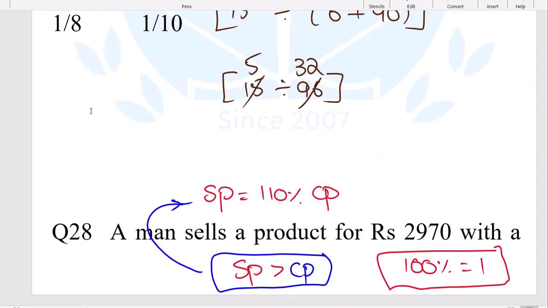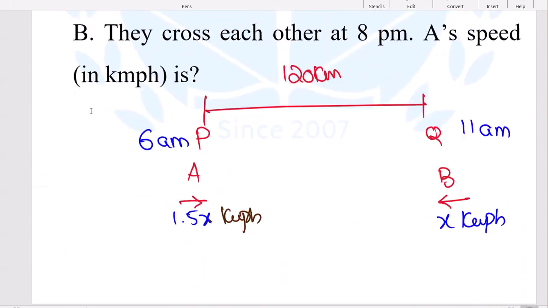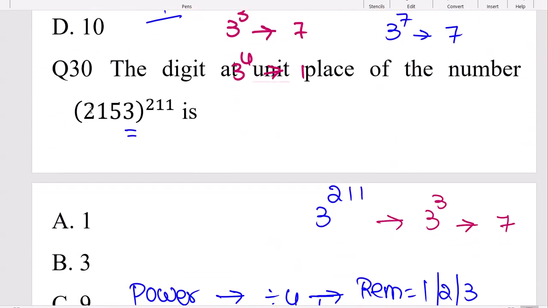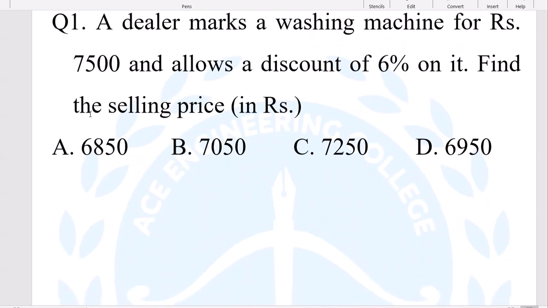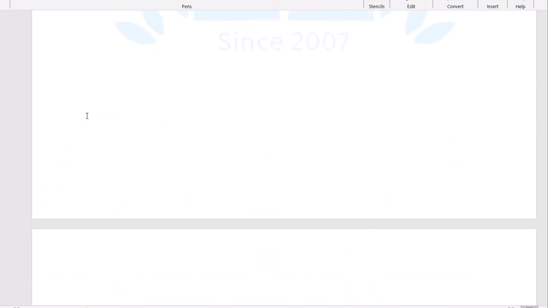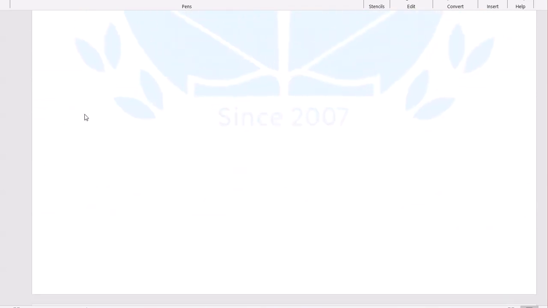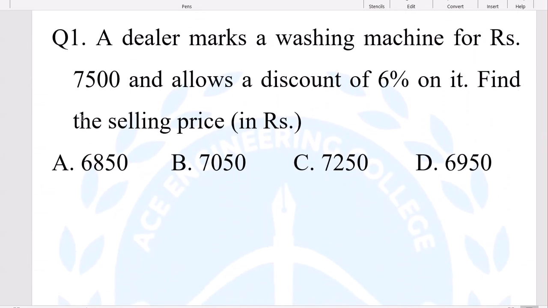28 done, 29 also done. I think 30 also done. I think the first question is the only thing. Yeah, only the first question is pending out of 30.